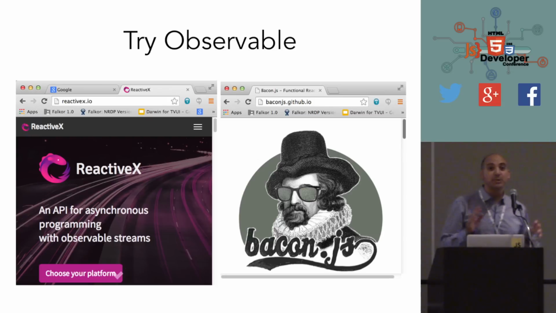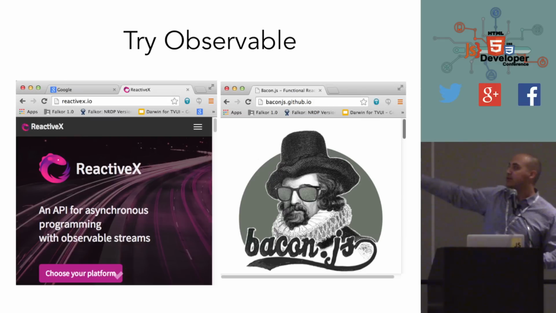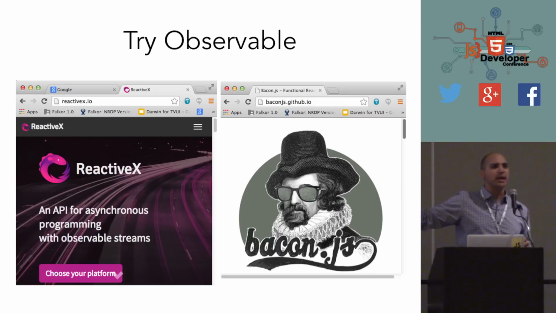So you can actually try this today without the benefit of the syntax by downloading one of these two libraries. Who's heard of Bacon.js or RX? So quite a few people. So you already know that this type of event composition is possible. And I highly encourage you guys to go download and try out these frameworks. Netflix actually uses RX, and we do this type of event composition all the time.